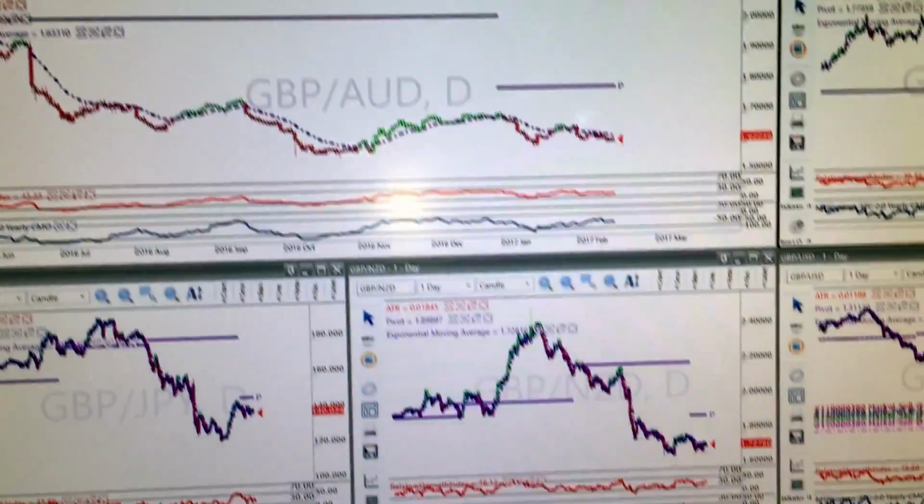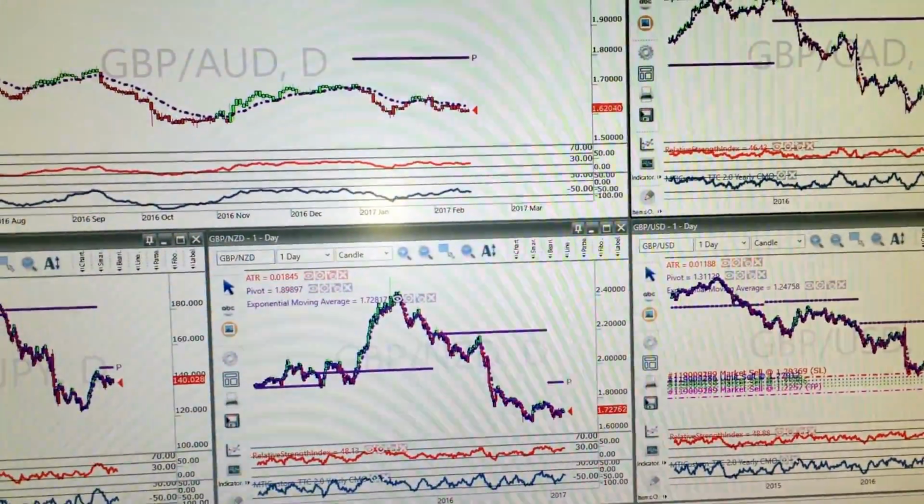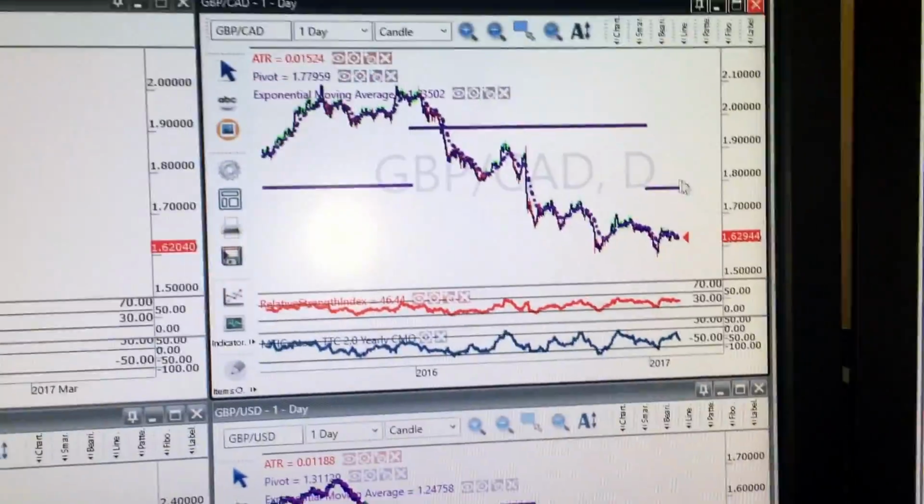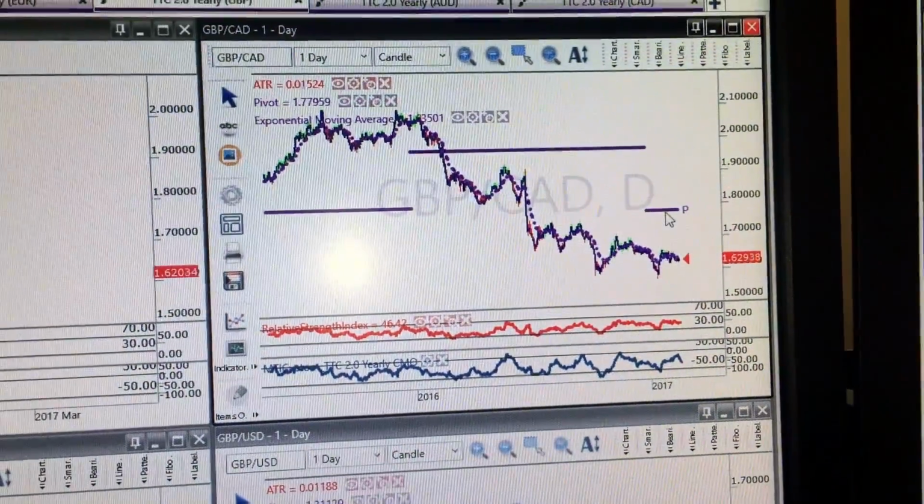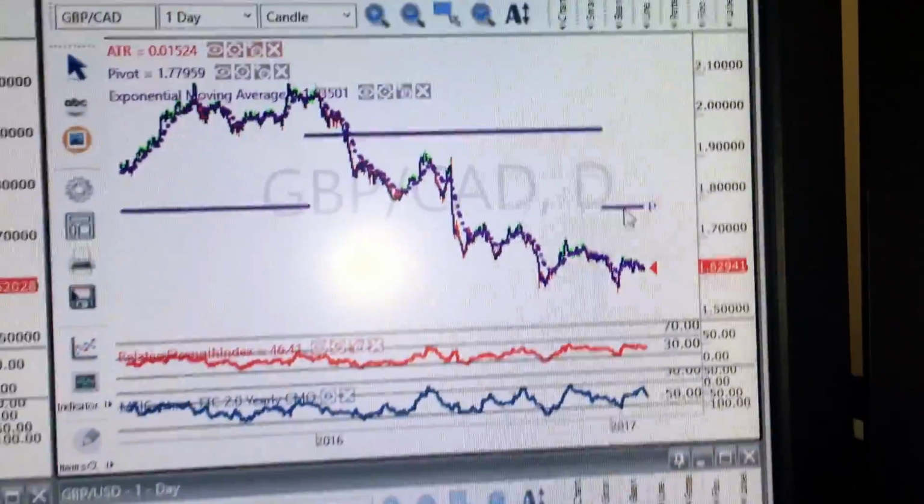The next pair I want to look at is the pound New Zealand dollar. Now, before I do that, I want to show you, I do a lot of target trading as well, which is based on pivot points. Take a look over here on the pound CAD, and look at the daily chart and see how these targets right here have not been hit. So we've not hit the pivot point for this year on the pound CAD.